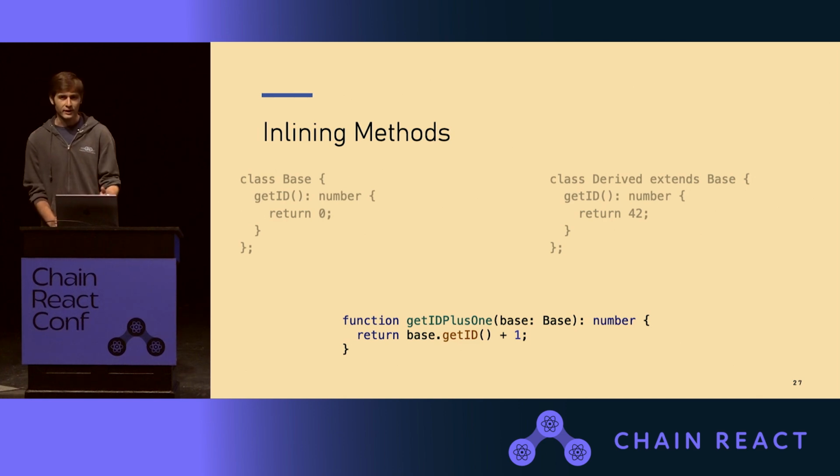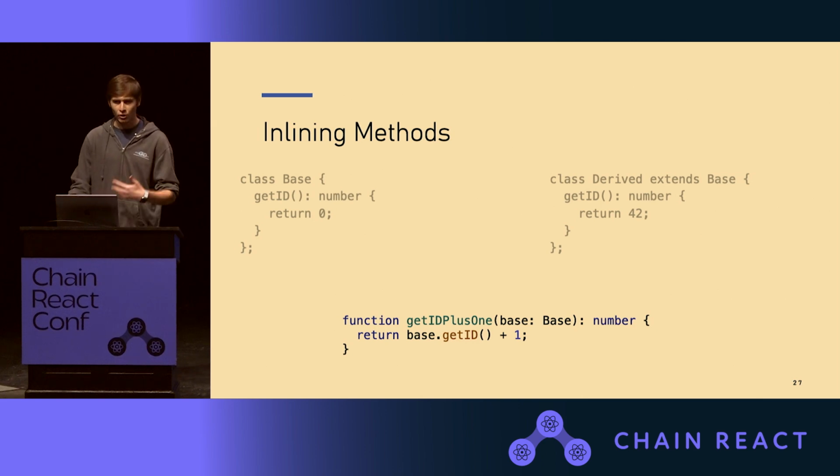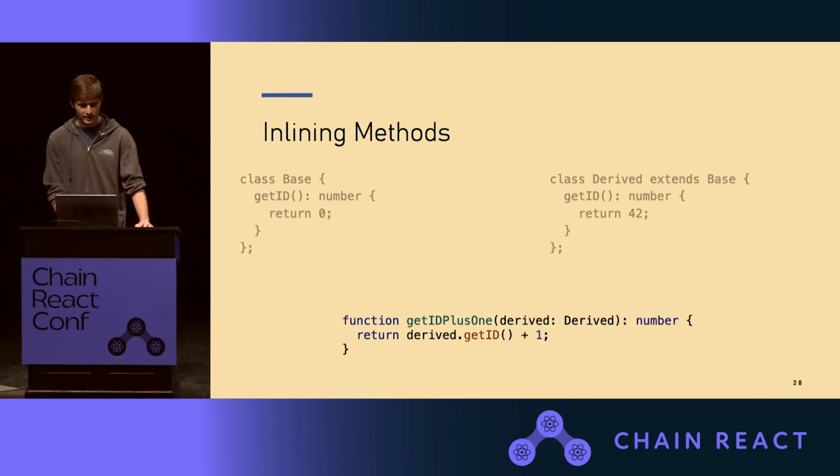Notice that the compiler here doesn't know which subclass of base you may have passed in here. It could be an instance of base. It could also be an instance of derived. Because of that, the compiler doesn't know what function is being called when you call base.getID. So this means that inlining isn't possible in this case. But that doesn't mean that all hope is lost when you try to inline methods. We can modify this slightly.